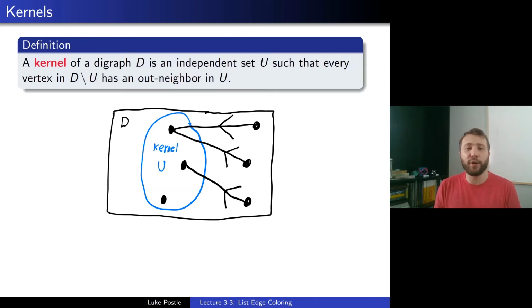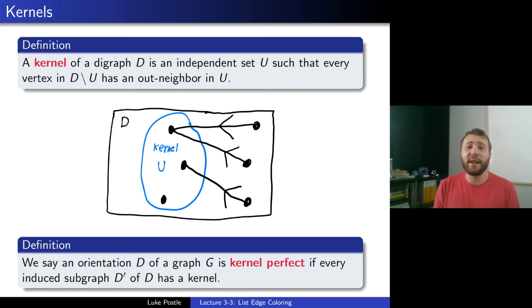So that's what we call a kernel. So you have this independent set, and everybody outside has an out neighbor in the set. So what good is that? Well, we can define something called kernel perfect. So we say an orientation D of a graph G is kernel perfect if every induced subgraph D prime of D has a kernel.